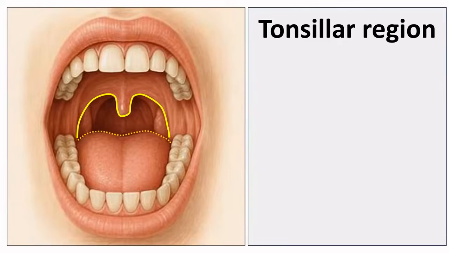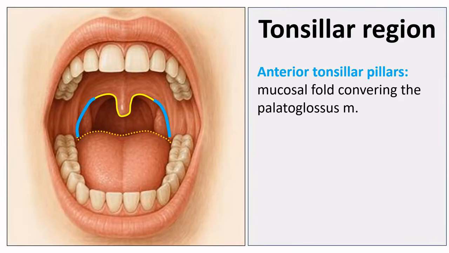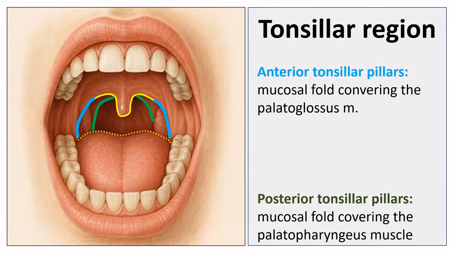Let's start with the tonsillar region. You've already seen this illustration, and I've told you then that when you have anterior tonsillar pillars, and what are those? These are basically mucosal folds covering a specific muscle, the palatoglossus muscle. When you have anterior tonsillar pillars, you also have posterior tonsillar pillars, and the posterior tonsillar pillars are also mucosal folds covering a specific muscle, namely the palatopharyngeal muscle, or the palatopharyngeus muscle.